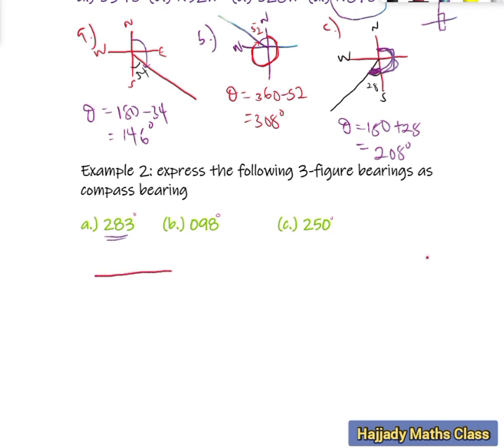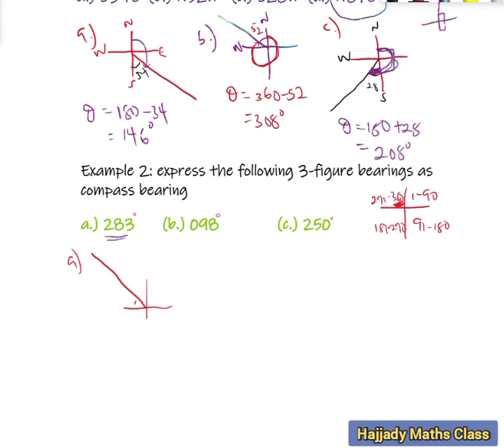So going this way, 283. Don't forget that from here we have 1 to 90, 91 to 180, 181 to 270, and from here 271 to 360. So our 283 will fall in this part, from 271 to 360. So we're drawing this to make it okay. So 283 is going to be somewhere here.